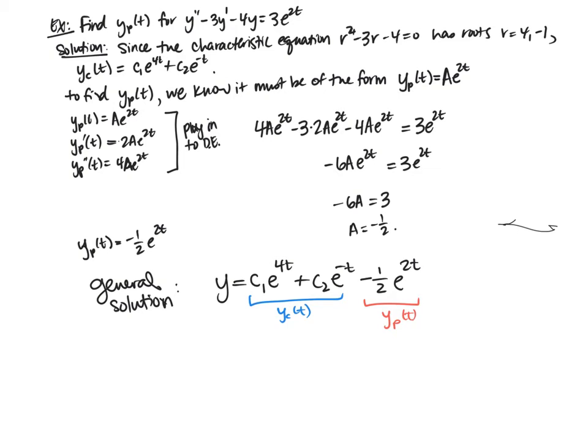Notice that the yp of t part, all the constants have been solved for, so we've figured out what the constants are for that particular part. That's why it's called a particular solution. And then the corresponding homogeneous part has those coefficients C1 and C2. Now, if I were given some information at the beginning about some initial values, then I could solve for those C1 and C2 coefficients at this point, but I don't have any of that information, so I can't solve for the C1 and C2 here.